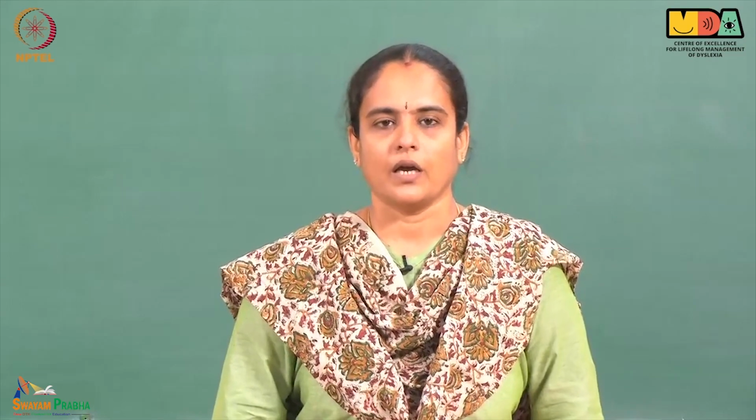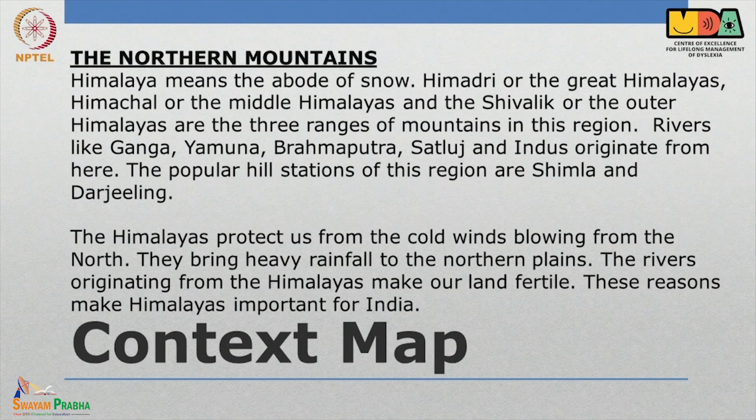In this segment, we would be seeing how to represent an answer in the form of a context map. A context map is nothing but a visual representation of an answer which makes retrieving or recalling the key points very, very easy. Now, this is a very small, simple paragraph about Himalayas or the northern mountains. Let us see how to represent this para in the form of a context map.